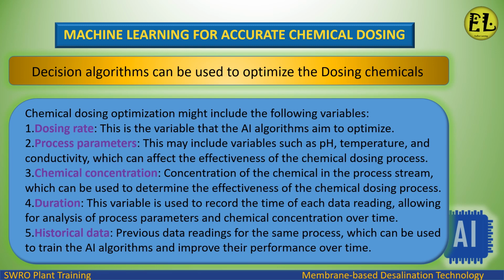4. Duration. This variable is used to record the time of each data reading, allowing for analysis of process parameters and chemical concentration over time. 5. Historical data. Previous data readings for the same process, which can be used to train the AI algorithms and improve their performance over time.